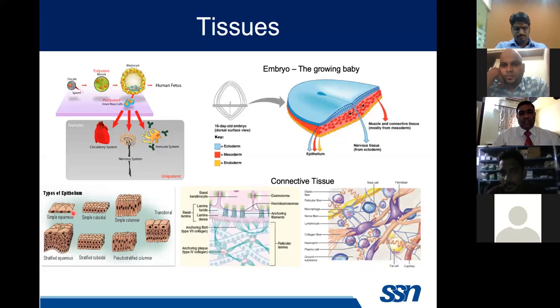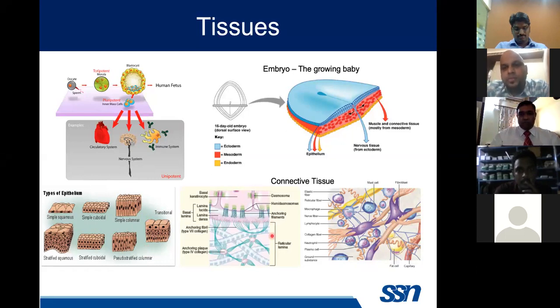Simple is single layered. So we have many examples of these epithelia all over our body. Like our lungs, from inside they have this simple squamous epithelium, and our intestines, they have this simple columnar epithelium.